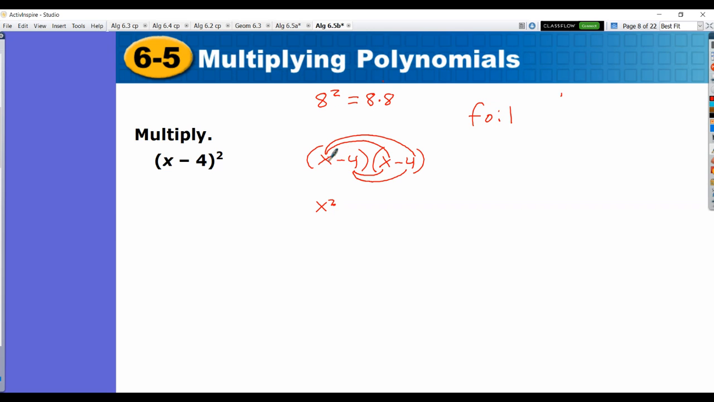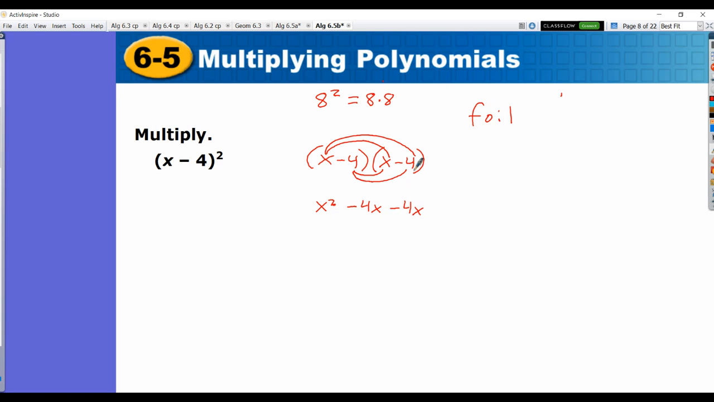So there's my first. Then I have x times, and we're going to treat this like a -4. So x times -4 will give me -4x. All right. Then we have our I, our inside. So we have -4 times x, which is going to give me -4x.